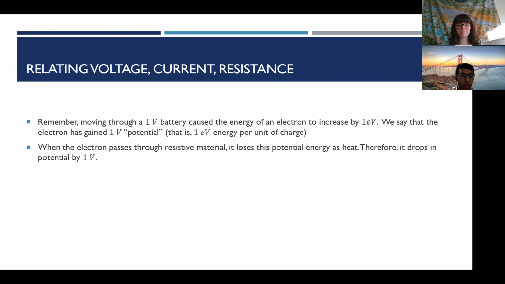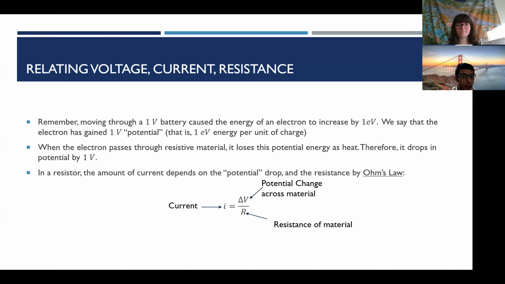So how do we define current? We define current as the amount of change in potential across the material per unit resistance of the material. This is a very fundamental law in electronics. This is called Ohm's Law.